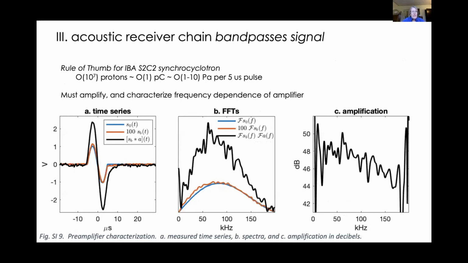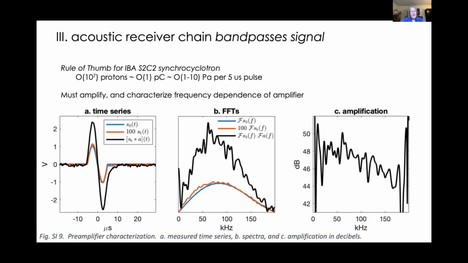Okay, so now as a practical matter, this is more of an experimental aspect. My acoustic receive chain band passes the signal. And also, I just want to point out experimentally for these clinical systems, which I've really been working with the last couple years, they deliver on the order of 10 million protons per pulse. Well, that's about 1 picocoulomb. And the rule of thumb, if it stops in soft tissue or water, is that it's then generating on the order of 1 to 10 pascals per pulse.